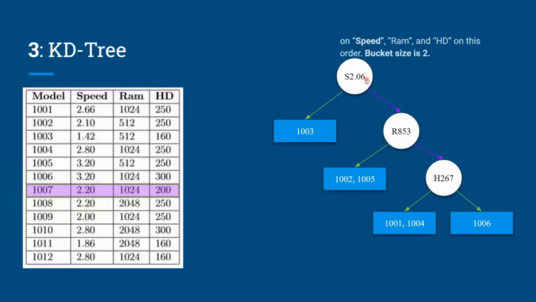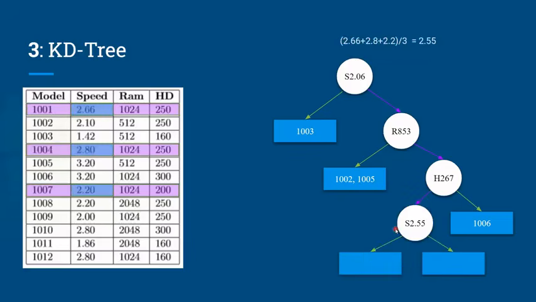At this point, for speed, why? We take into consideration the speed. Then we took into consideration the RAM. Then we took into consideration the HD. At this point, we come back in this order to speed. So we take 2.66, 2.8, 2.2, the speed values of these 3 rows from three records, and we add them up over 3 to get 2.55.